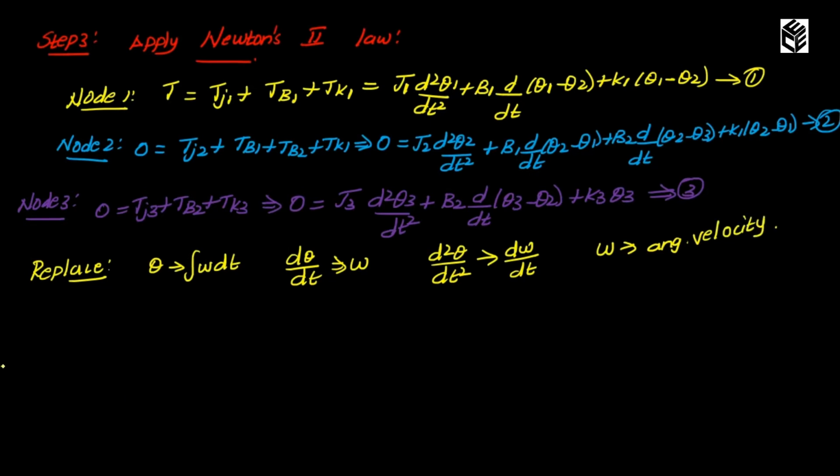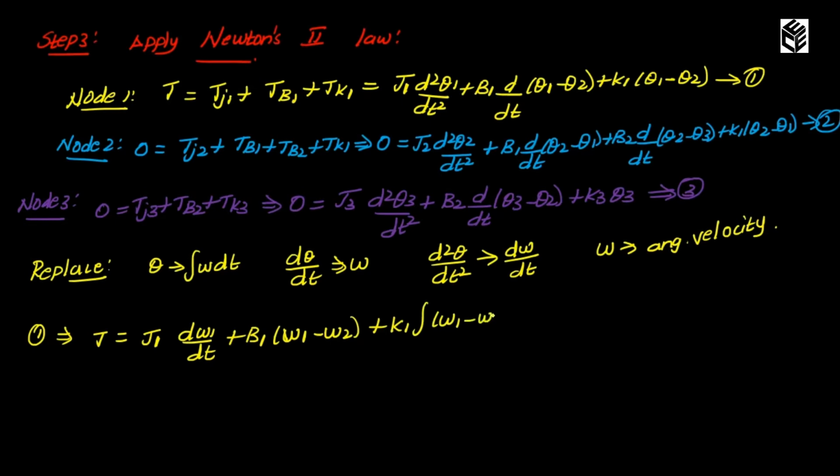Now I am going to rewrite equations 1, 2 and 3. So my first equation becomes T is equal to J1 into d square theta 1 by dt square, that is d omega 1 by dt, plus B1 into d by dt of theta 1 minus theta 2, that is omega 1 minus omega 2, plus K1 into integral of omega 1 minus omega 2 into dt. I am going to take this as equation number 4.